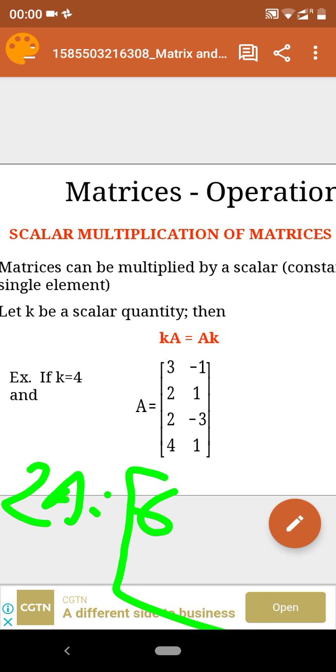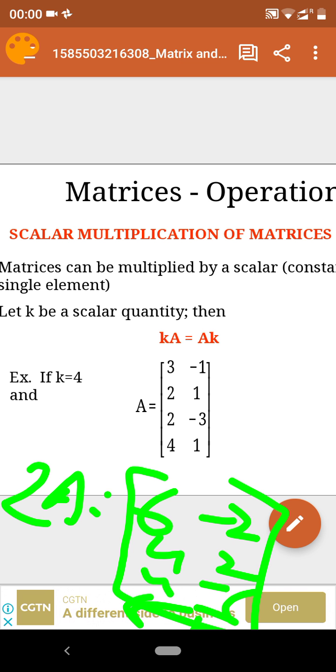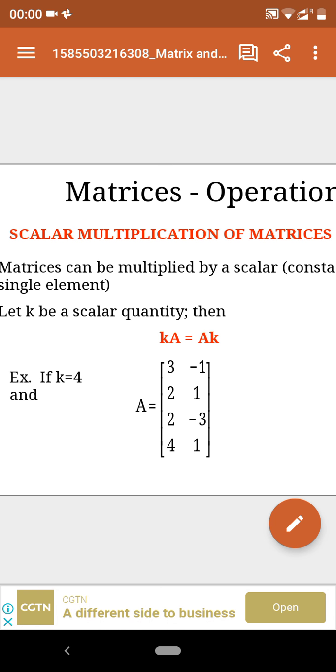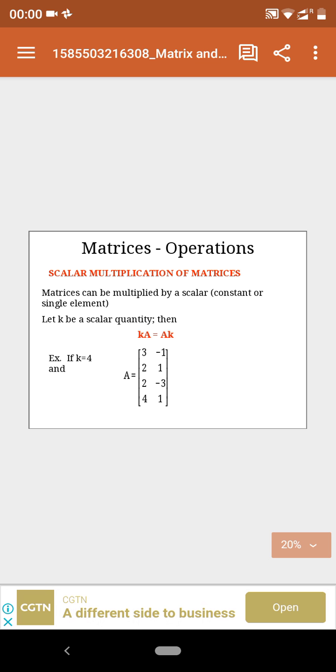This will become 6, it will become minus 2, it will become 4, it will become 2, it will become 4, it will become minus 6, it will become 8, it will become 2, and so on. This is very simple. You can do it again, right? So that is the meaning of scalar multiplication, right? So we come back to the topic.